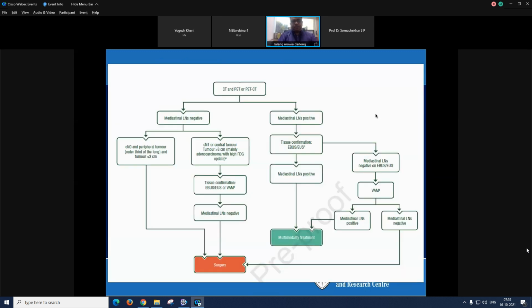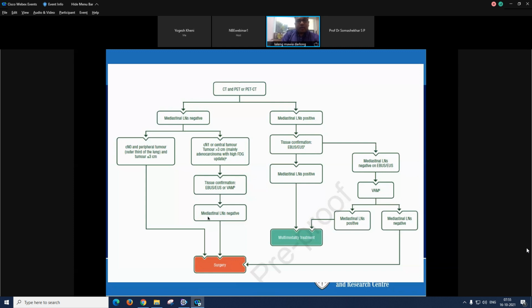This is the algorithm, the ESMO chart, which is basically under press. It will be released shortly from 2021. You can see here that they have seen in the workup CT and PET-CT, along with, you can see here, when the mediastinal lymph node is negative, if the lesion is clinically N0 and a peripherally located tumor, outer third of the lung, and the tumor is less than 3 centimeters, we can go basically straight forward for surgery. And surgery should be preferably a lobectomy.